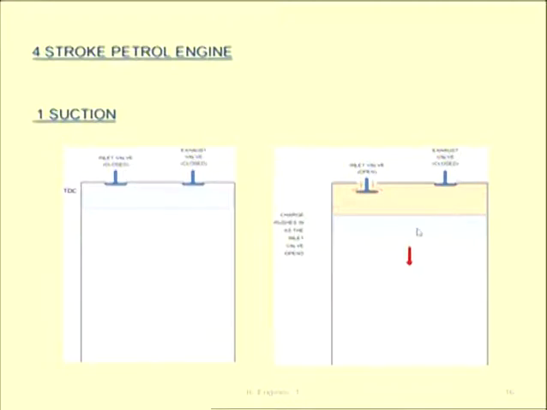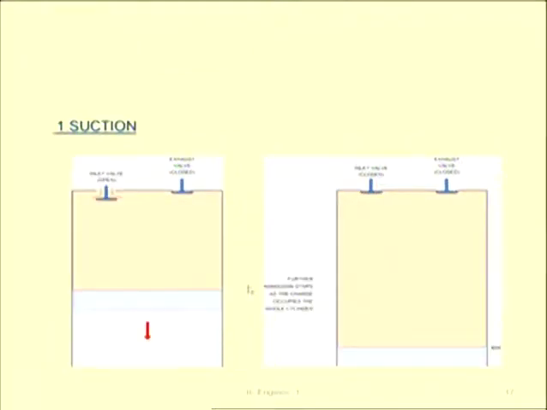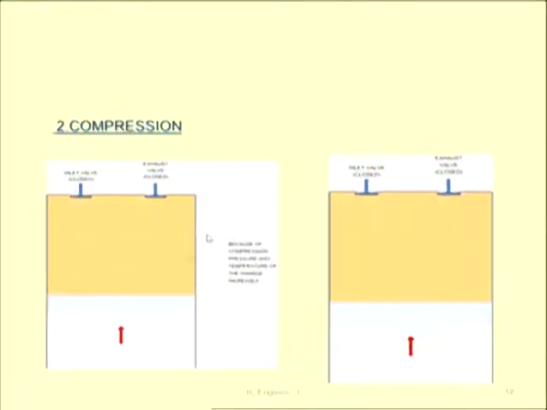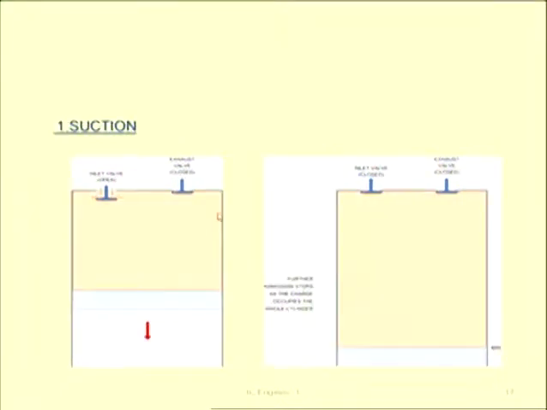The piston will continue moving down from top dead center to bottom dead center. In the second figure you can see here, it is still moving downward, so more air fuel mixture will be added, and finally it will reach the last position, that is called the bottom dead center. So the whole volume here is filled by a charge, either air fuel mixture or air.